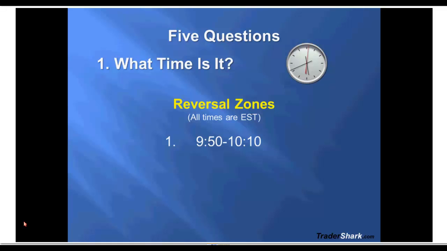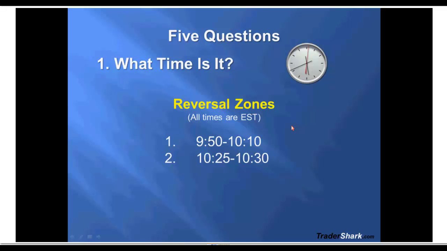So why is that important? If the market does not reverse from 9:50 to 10:10, the likelihood is continuation higher. And we have one very specific rule in the Shark Den for how we know whether it has reversed or not.